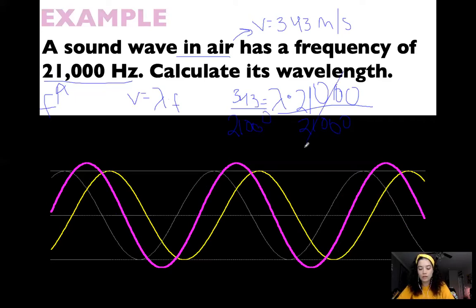Those go away. We are going to use our handy dandy calculadora. 343 divided by 21,000. And I got that our lambda is 0.0163. What do we measure wavelength in? Meters. Okay, 3 sig figs is fine. Make sure you include your units. Hopefully you're feeling pretty good so far.